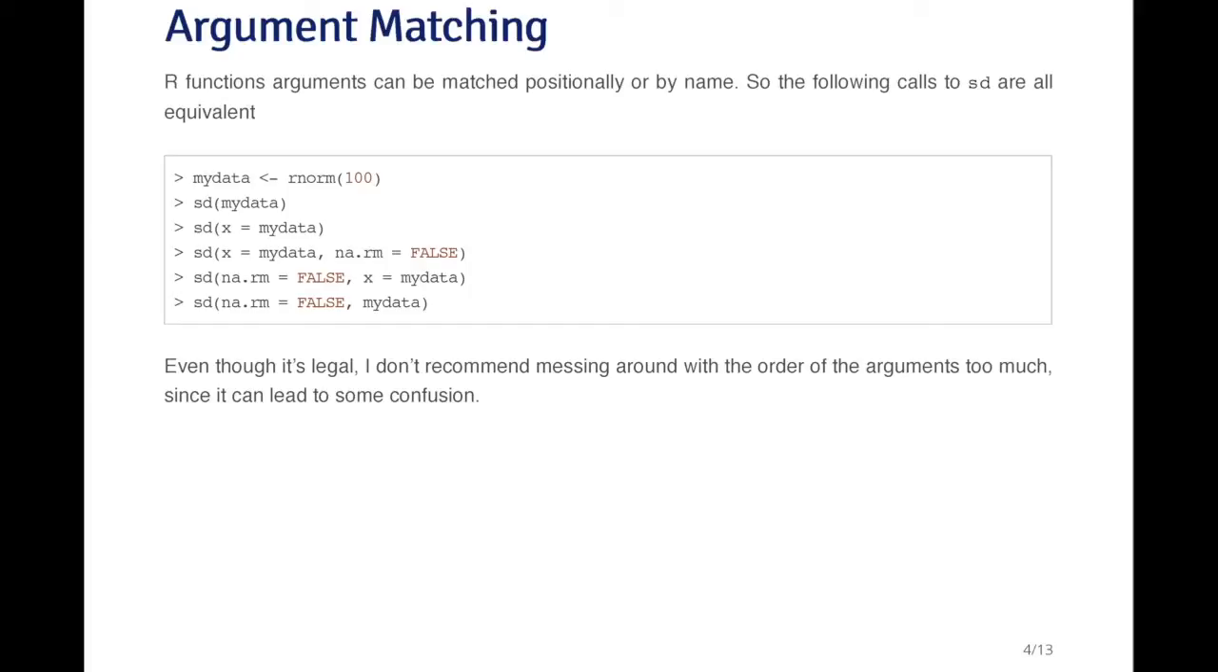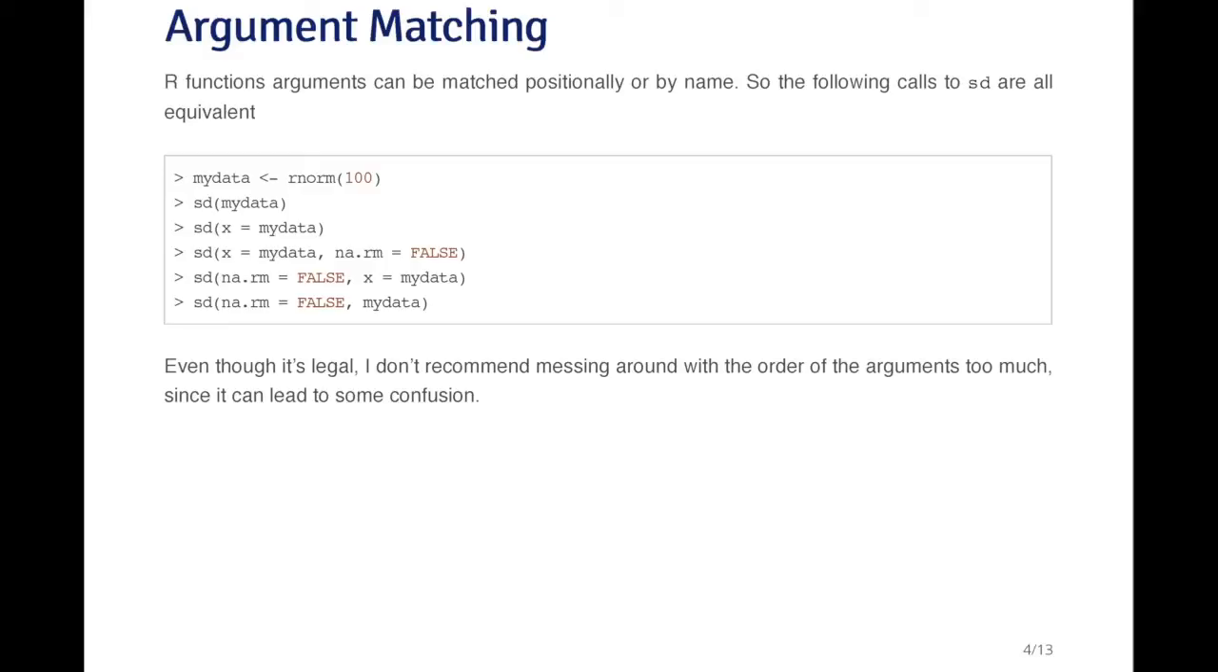Now when I name the arguments, I don't have to put them in any special order. For example, I could reverse the order of the arguments here, say na.rm equals FALSE first, and then say x equals my data second, and that'll produce exactly the same results because I've named the arguments. Now what happens if I name one argument and don't name the other?